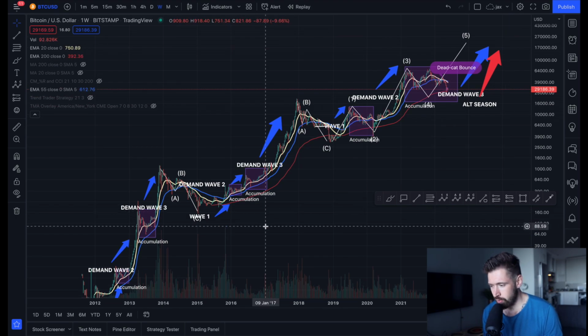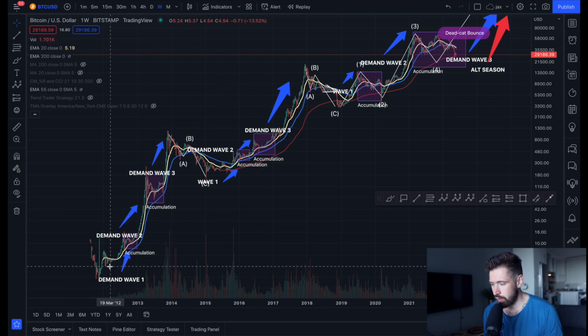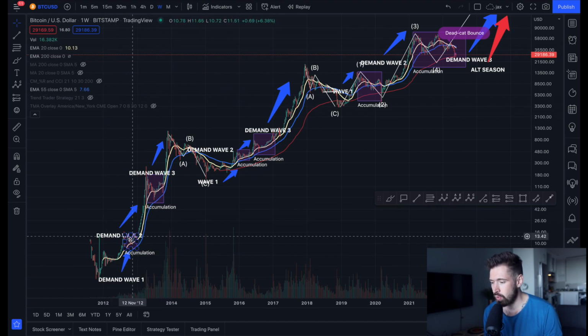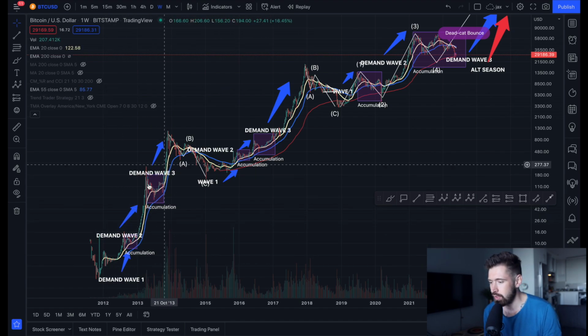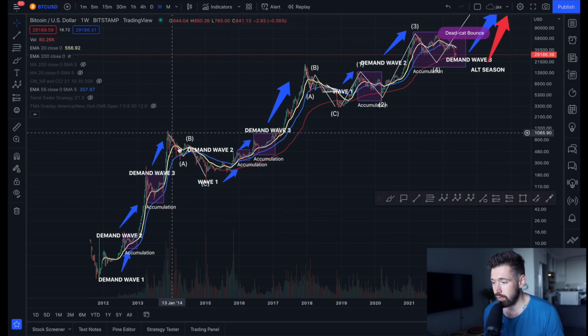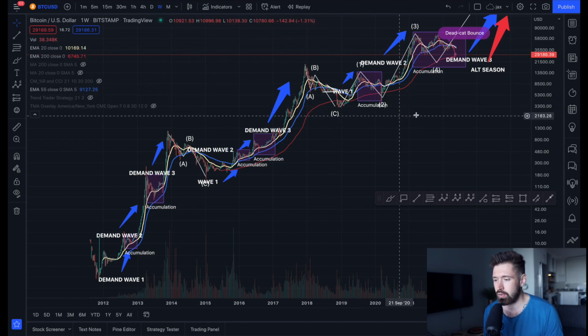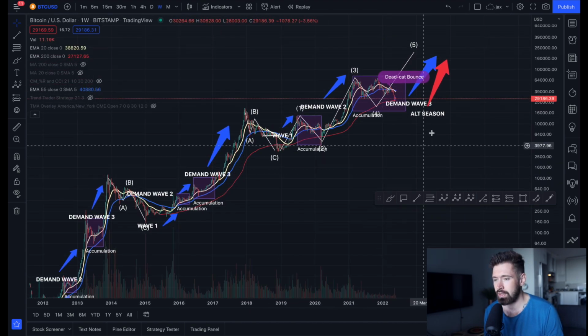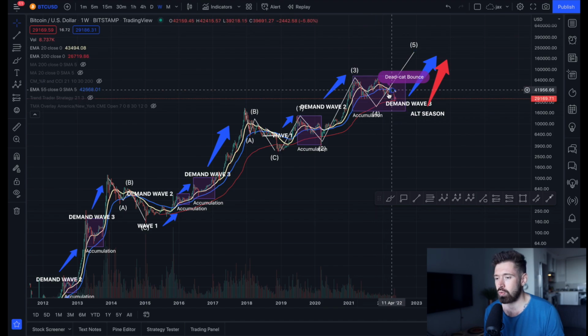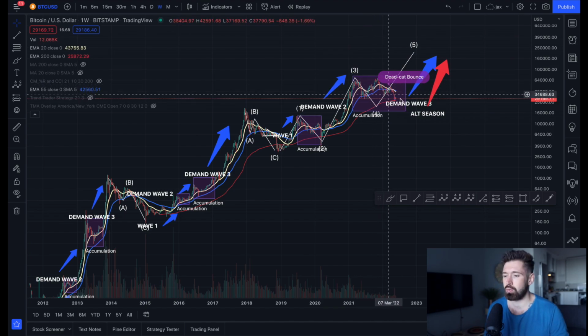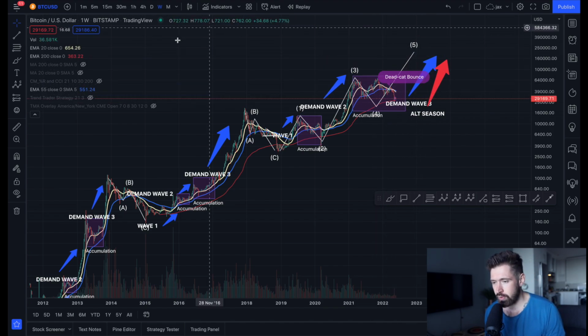So we're going to pop over to a chart that I have been using in previous videos, and how we always go through waves of demand followed by accumulation. You can see from the start of Bitcoin, we had our first demand wave and accumulation, second demand wave and accumulation, and a third demand wave before going into the bear market. And we repeated that cycle until the bear market of 2018. So if we are repeating that cycle once again, this is just a massive phase of accumulation, and we're looking for that third demand wave.